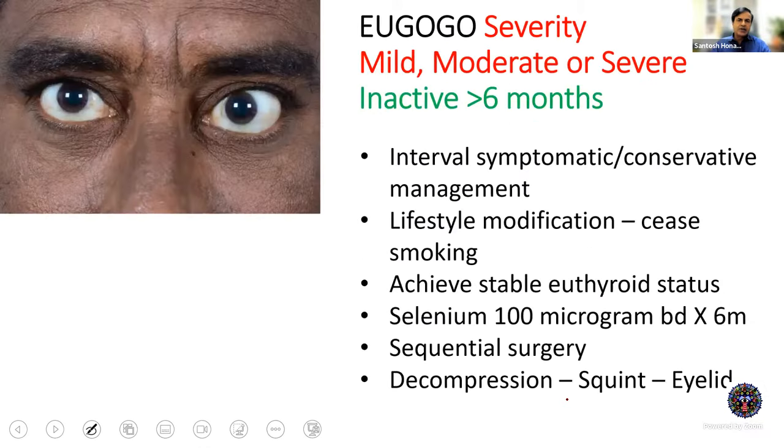Now, management depends on the activity and also severity. If a patient has whatever form of disease, mild, moderate, or severe, but it has been inactive for more than 6 months, some consider even 3 months, but 6 months is ideal, then if it's mild, you can do interval symptomatic conservative management and lifestyle modification. You ask them to cease smoking. Smoking affects the course of thyroid eye disease in many ways.